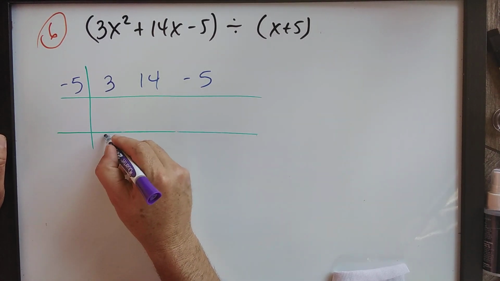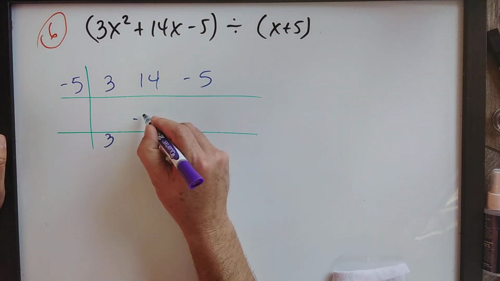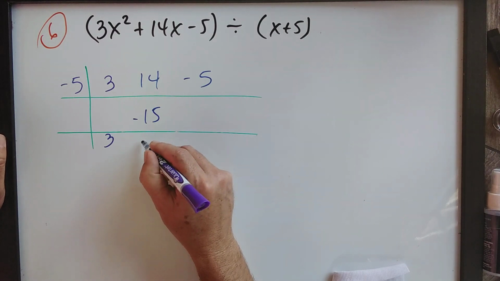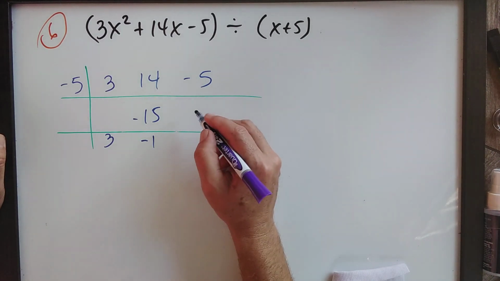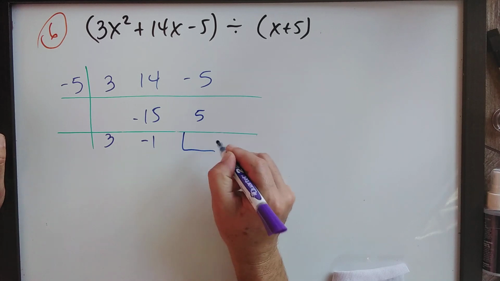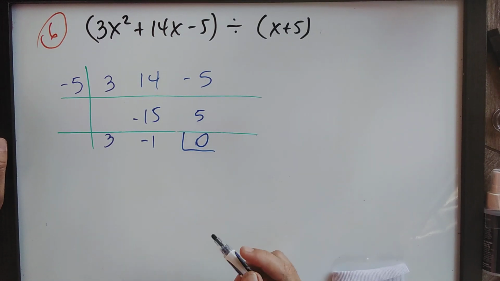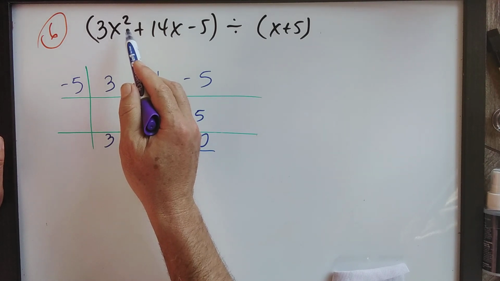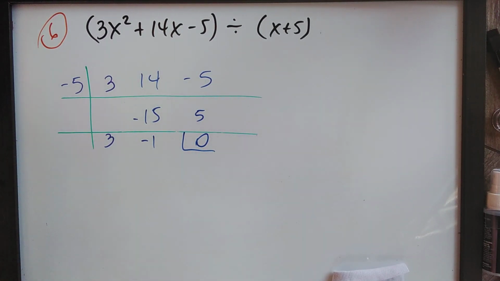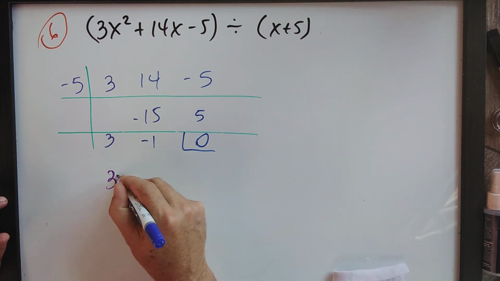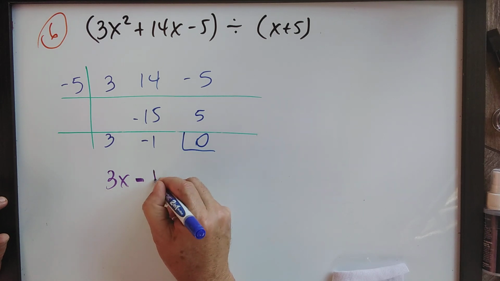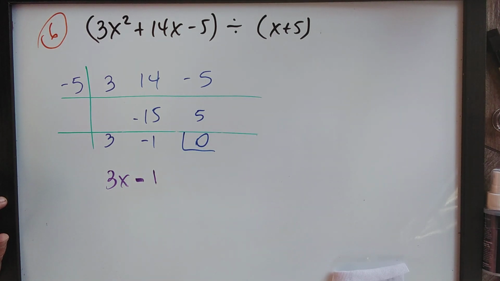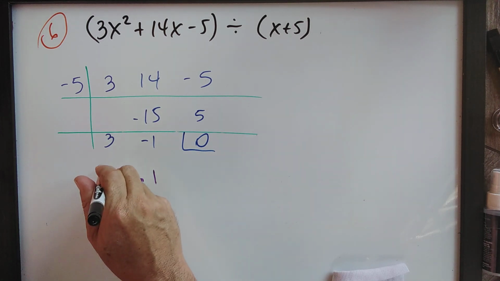Okay, the 3 goes all the way down. 3 times -5 is -15. 14 minus 15 is -1. -1 times -5 is +5. So that means I get a 0 remainder. How do you write this down as an answer? Go 1 less than that one, so x, just x, right? So the answer is going to be 3x, right? 3x minus 1. That's it, no remainder. Therefore, this is my answer right here.